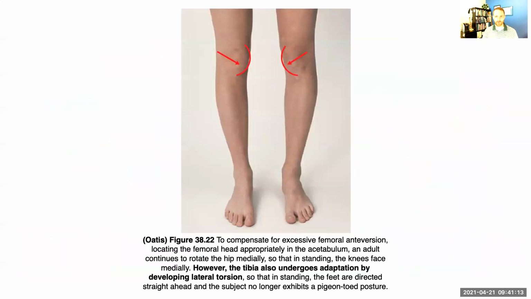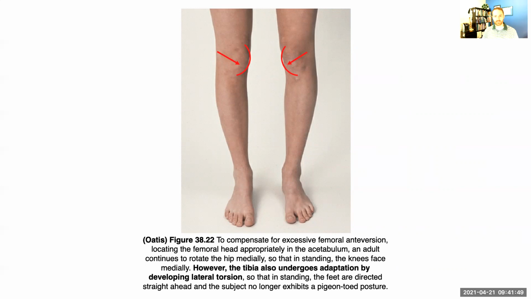So to illustrate this further, OATIS gives a nice application of this in figure 38.22. And she notes that to compensate for excessive femoral anteversion, locating the femoral head appropriately within the acetabulum. Remember, we talked about lining up the center of the acetabulum with the center of the femoral head. And that's where we see the compensatory positioning of the foot with more toeing out or more toeing in to better align in either a retroverted or an anteverted hip position, right?